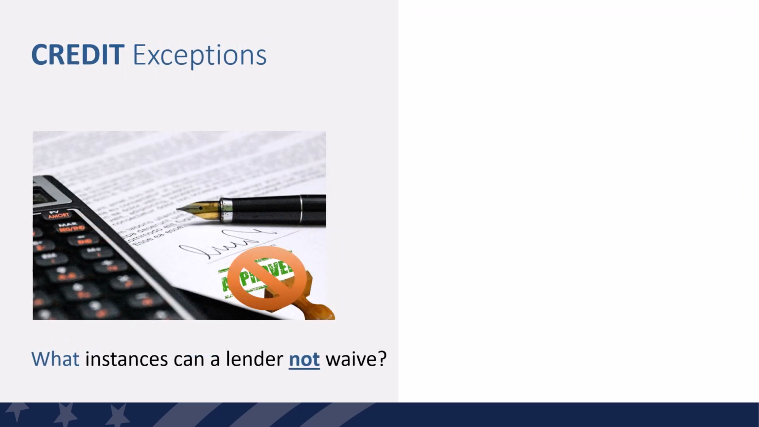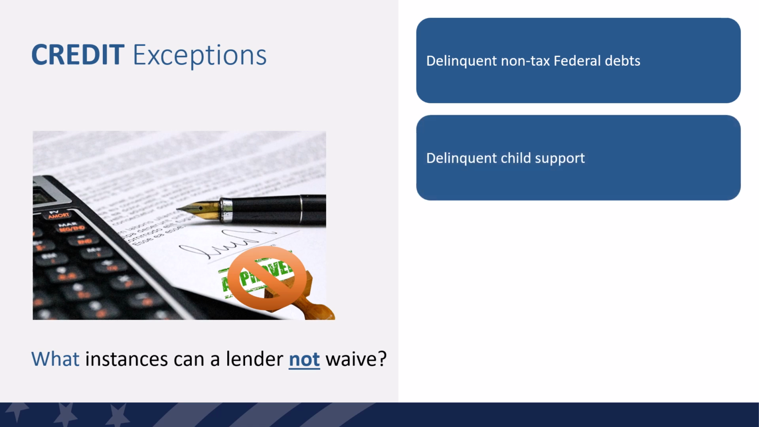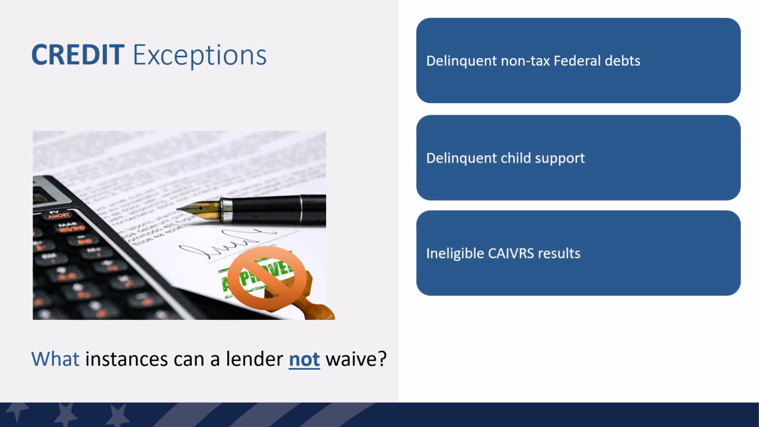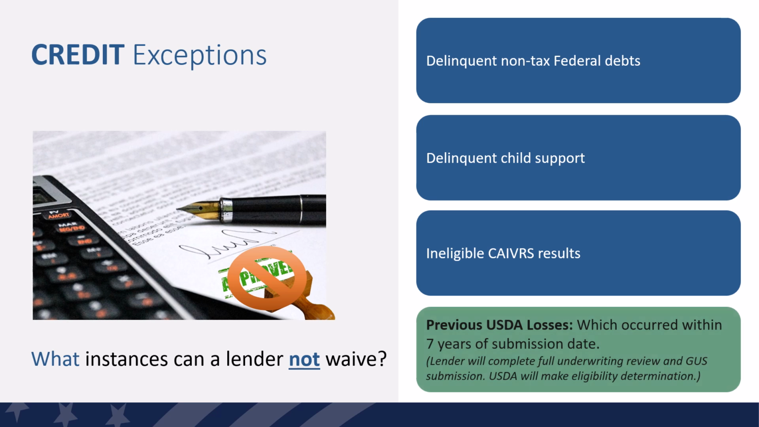Now, there are a few instances of adverse credit that a lender cannot waive, and those include delinquent non-tax federal debts, delinquent child support, and an ineligible Waivers result. In cases where there was a previous USDA loss that occurred within 7 years of the loan submission date, only USDA can waive that adverse credit. In those situations, you will proceed as usual with a full underwriting review of the loan.